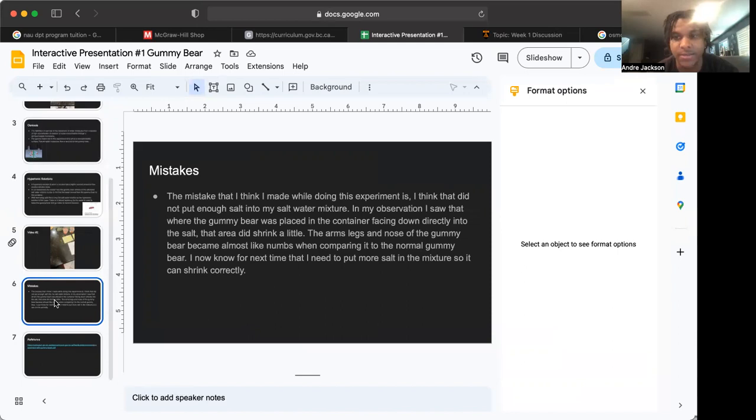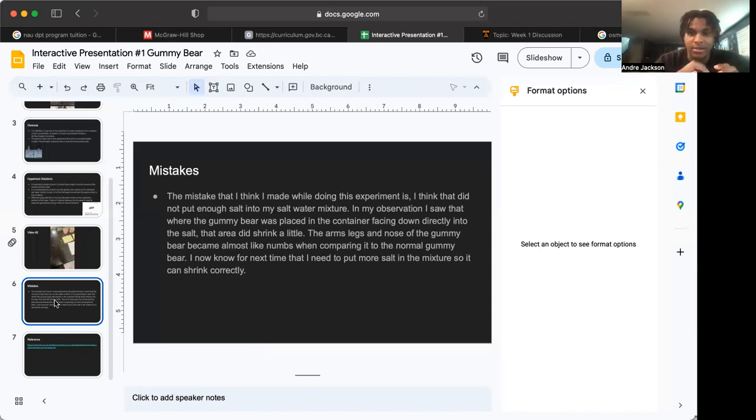Just to go over that a little more: as I explained in the video, and I don't think you can see from the video, I put salt in the container with the water, but I don't think I put enough in there for it to fully shrink the way it's supposed to. I think with a lot more salt added to the mixture, it would shrink completely. I did see from the experiment that parts of it did shrink, but I can also see where it didn't and stayed the same. From my observation, it stayed in the middle as a whole.